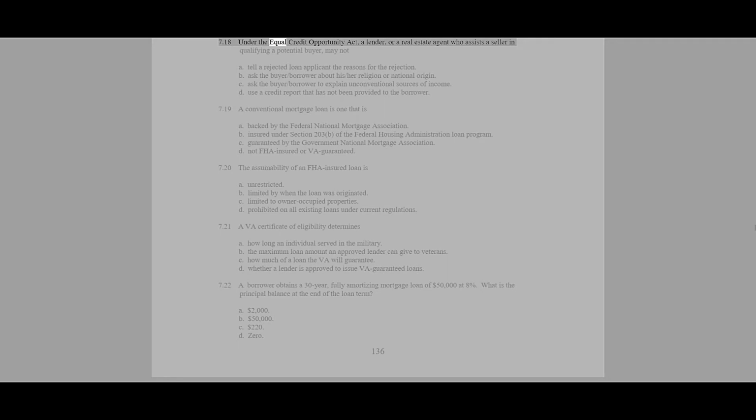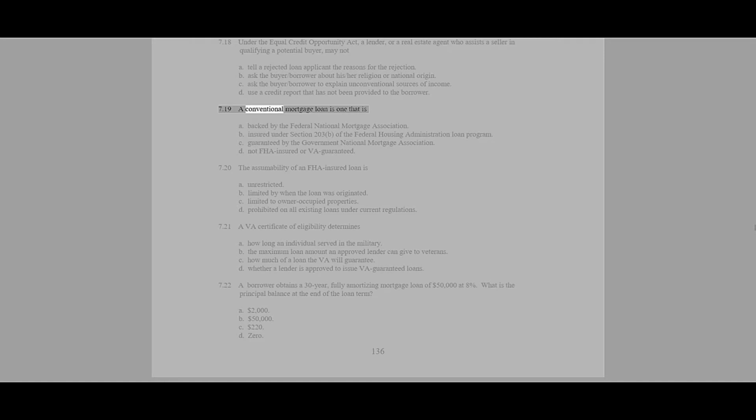7.18 Under the Equal Credit Opportunity Act, a lender, or a real estate agent who assists a seller in qualifying a potential buyer, may not A. Tell a rejected loan applicant the reasons for the rejection. B. Ask the buyer/borrower about his/her religion or national origin. C. Ask the buyer/borrower to explain unconventional sources of income. D. Use a credit report that has not been provided to the borrower.